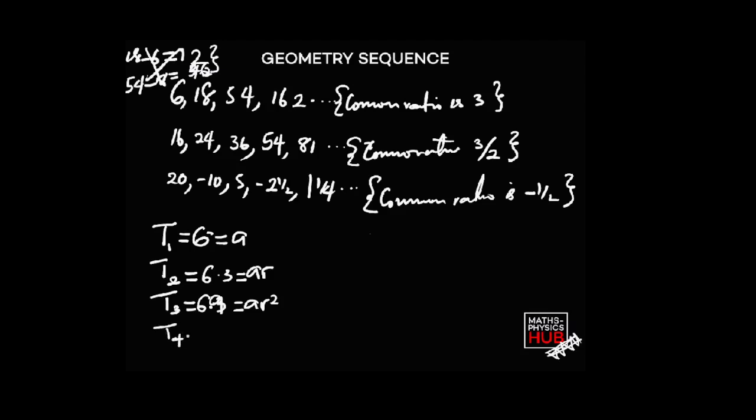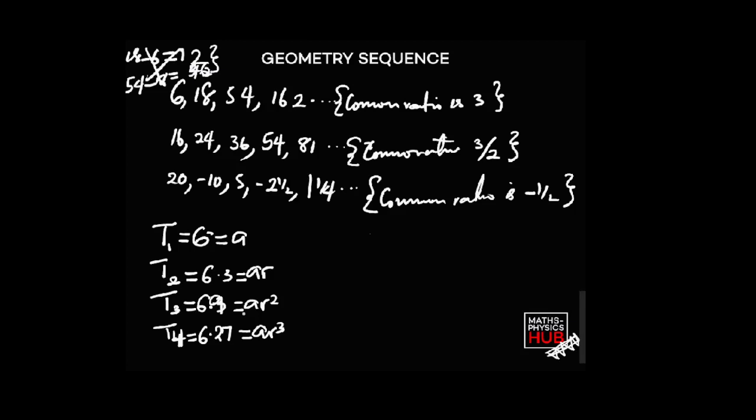Yes. And T4, our T4 is 162, Abby. Yes, sir. That is 6 times 27, Abby. Yes, sir. And that can be written as AR raised to power 3. Look at something, just to see the power of the common ratio. What do you observe there? The common ratio is the same because they are in a sequence. What do you observe between the numbers of term and the power of the common ratio?